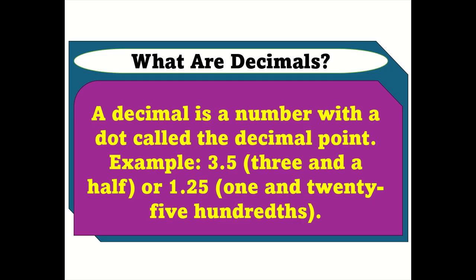What are decimals? A decimal is a number with a dot called the decimal point. Example: 3.5, or 1.25, which is 1 and 25/100.